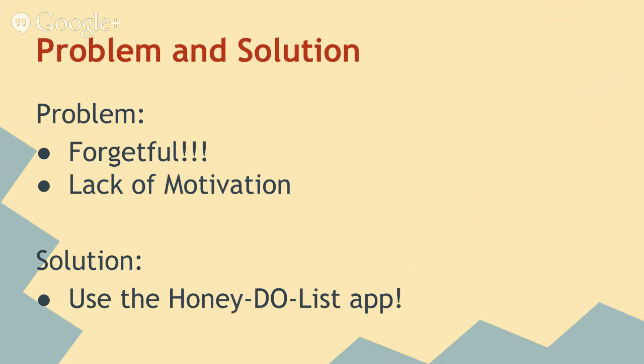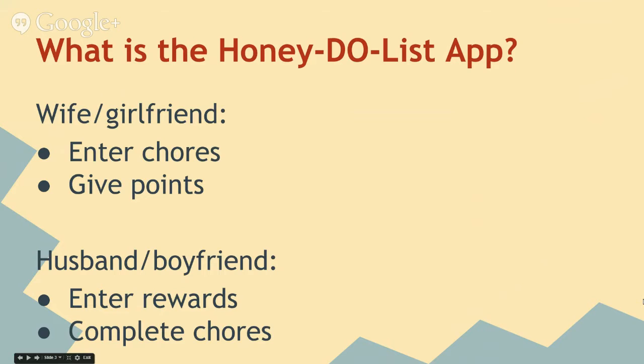A solution to make wives happier with their husbands and happier with the home they live in is to create the honey-do list application. This application will allow the wife, girlfriend, or significant other to enter their chores and give each chore a specific amount of points.